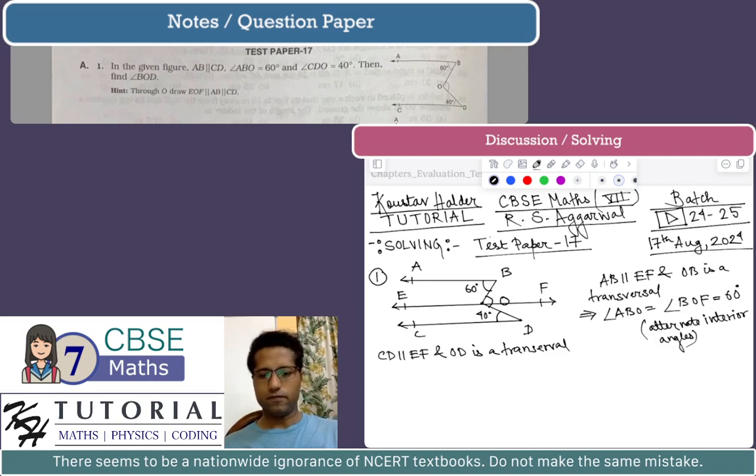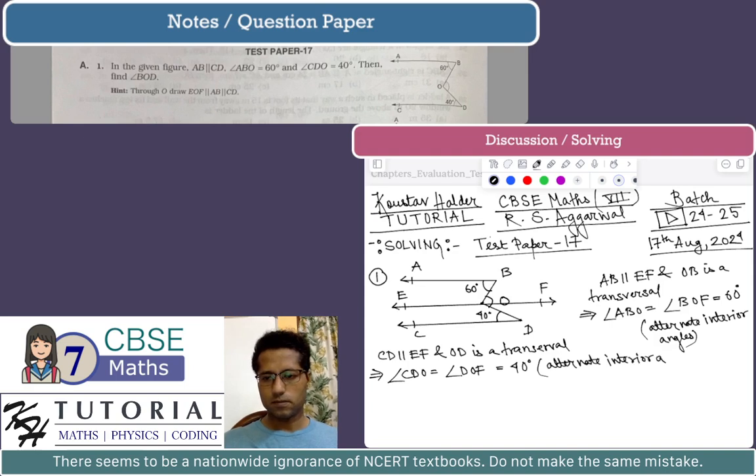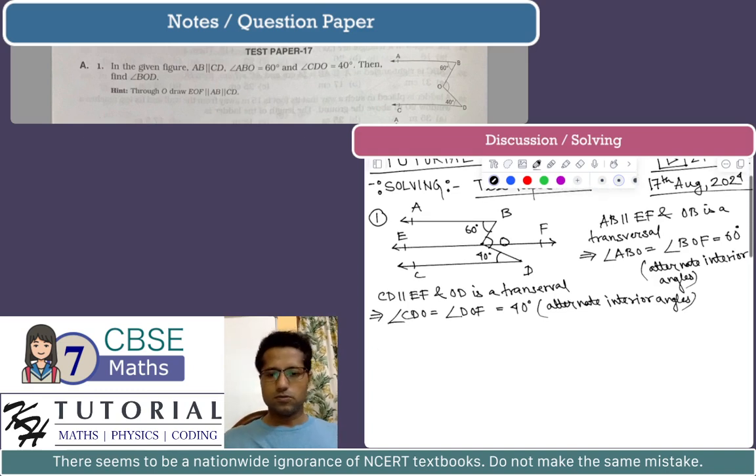So CD is parallel to EF and OD is a transversal. So we have alternate interior angles to be equal, that is angle CDO will be equal to angle DOF, which is equal to 40 degree, because angle CDO is given to be 40 degree. Why? These are alternate interior angles, and we know that when a transversal intersects two parallel lines, the alternate interior angles are equal. So we have got this.